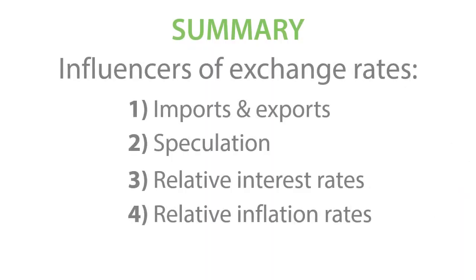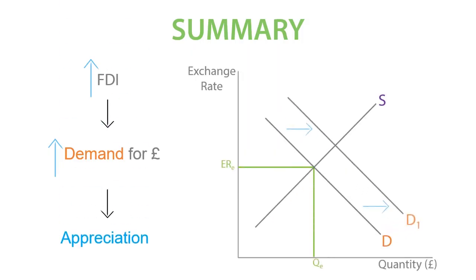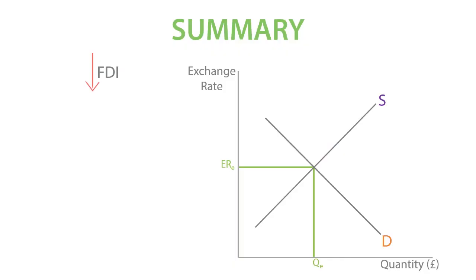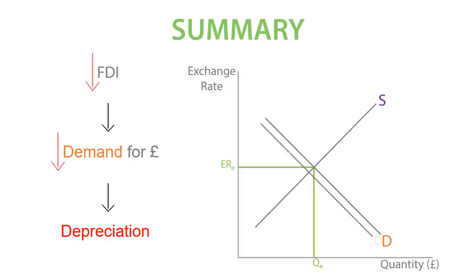So, in summary, our 5th factor that influences exchange rates is FDI. An increase in investment from abroad will increase the demand for a currency, and therefore the exchange rate will appreciate. But a decrease in FDI from abroad will decrease the demand for a currency, causing the exchange rate to depreciate.